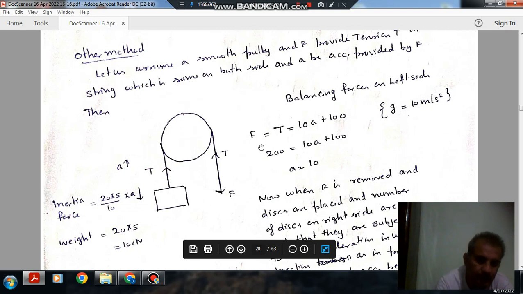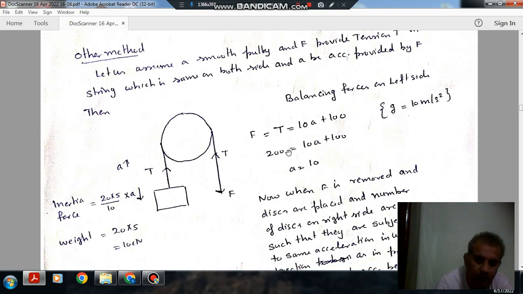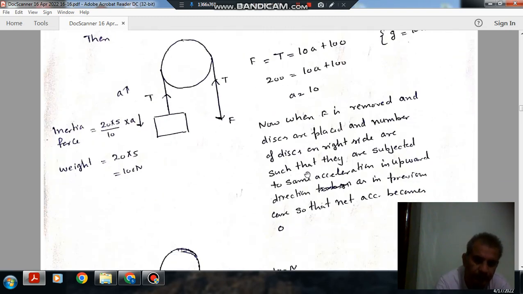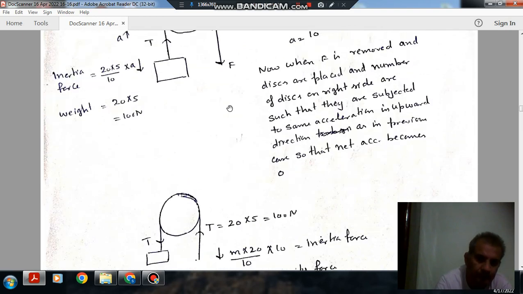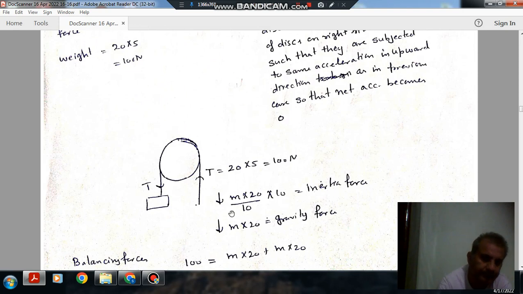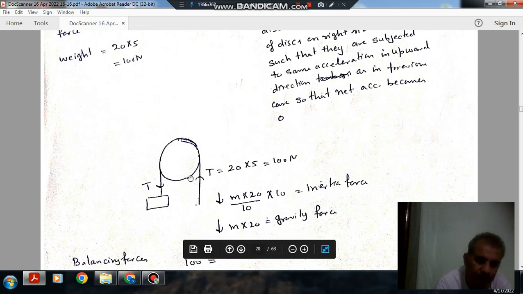Okay, and F is equal to 200, and so it is equal to t. So from this we get a, the acceleration of the masses in the upward direction, as 10. Okay, now when F is removed, then it will start moving downward.